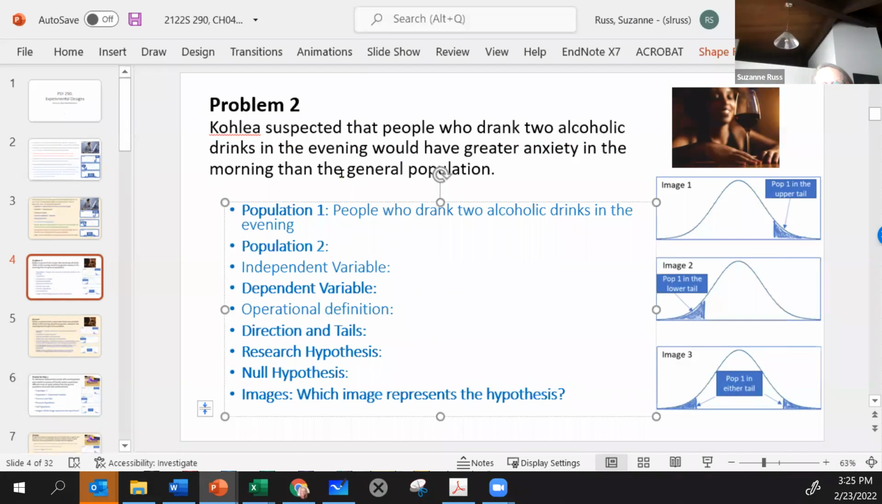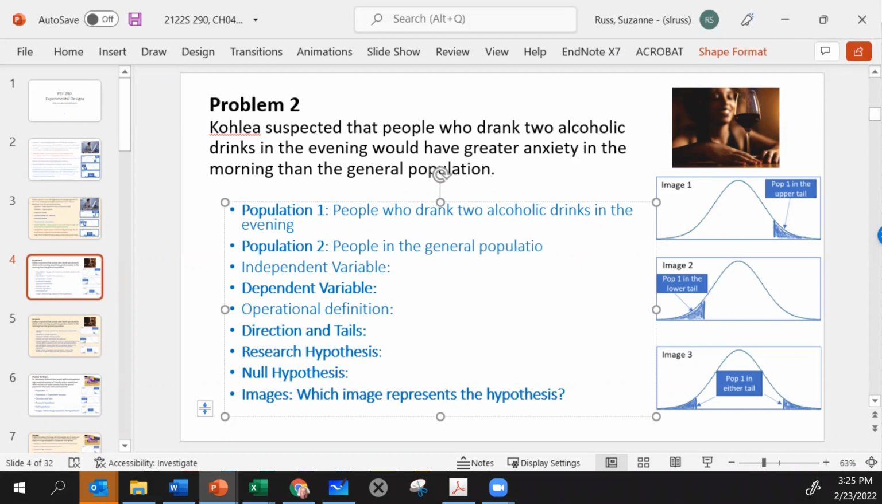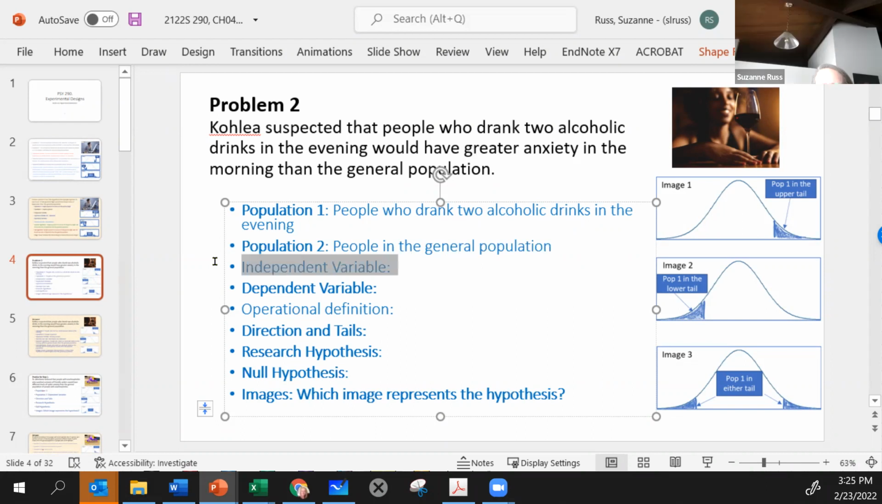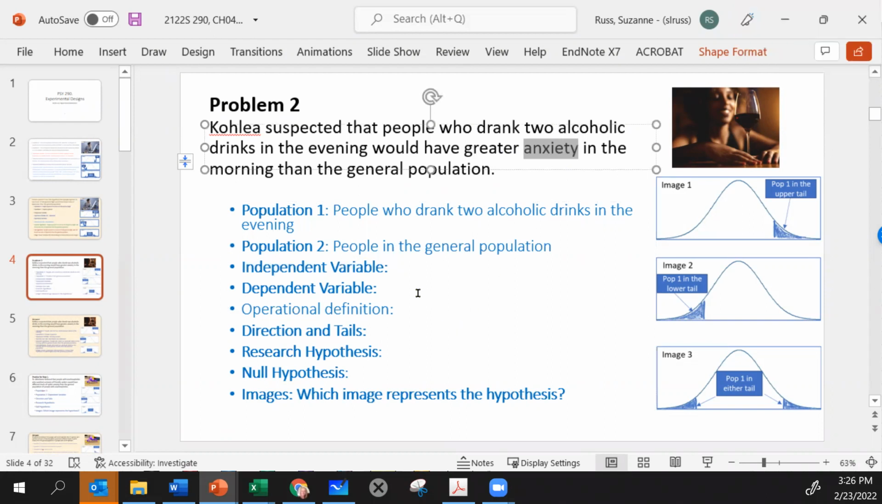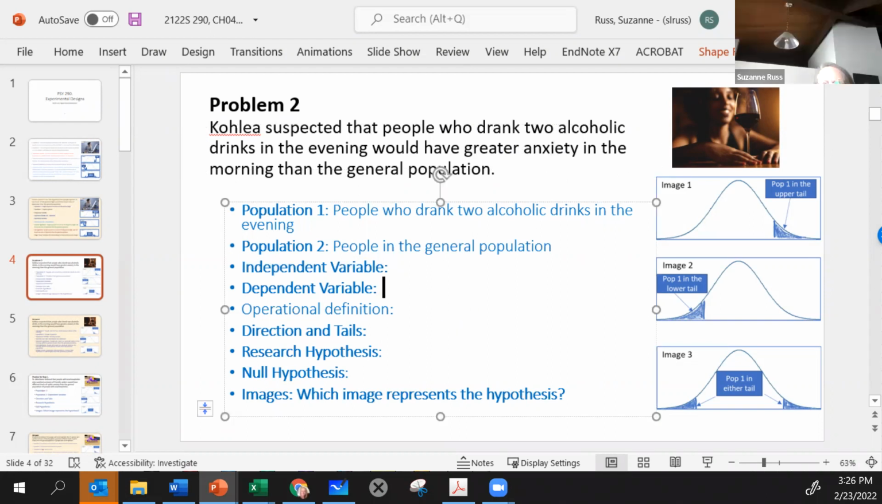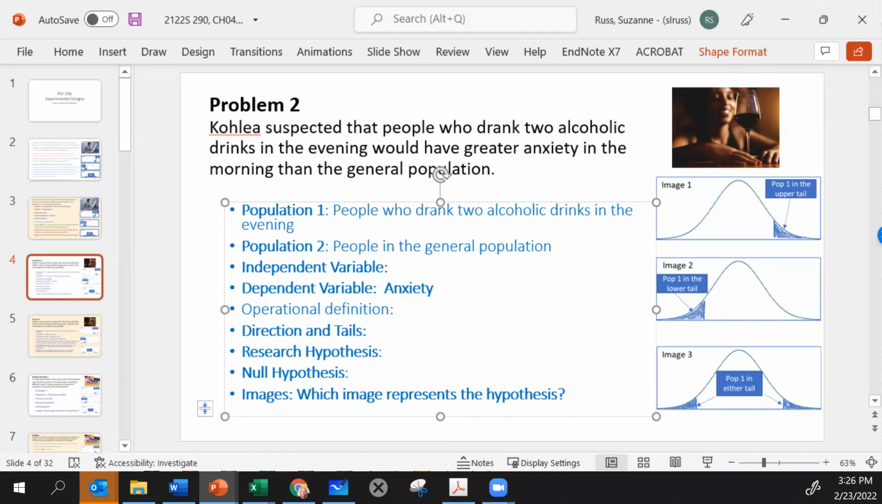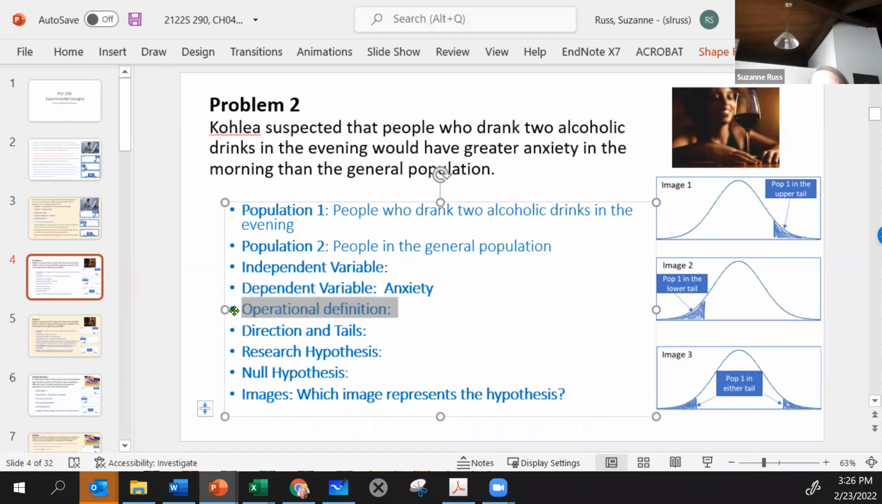Who is she going to compare them to? She's comparing them to the general population. So, people in the general population. We're going to skip independent variable for right now. And let's look at the dependent variable. What is she measuring? What she's measuring is anxiety. She thinks anxiety will depend on whether they had those two alcoholic drinks in the evening. The dependent variable is anxiety. We're going to skip operational definition for right now.